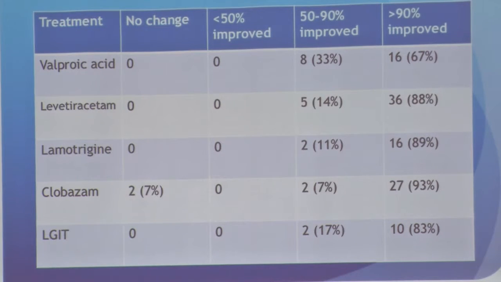And those numbers are a little bit inflated. That was the experience that we had, but a lot of those kids when we started the medicines were already on something, so it could be additive, but relative to each other, they all seem to have pretty good effectiveness. These are the most commonly used ones: valproic acid, levetiracetam, which is Keppra, lamotrigine, which is Lamictal, and clobazam, which is Onfi in the US, Frisium in Canada. And the LGIT is the low glycemic index treatment, a diet that we use that's really effective in Angelman. What we see is that the newer medicines are basically as effective as the older ones.